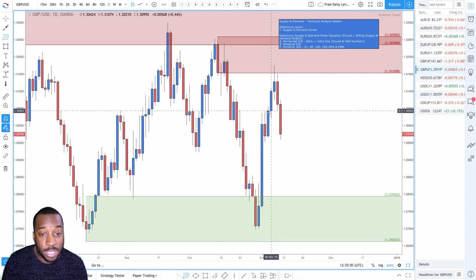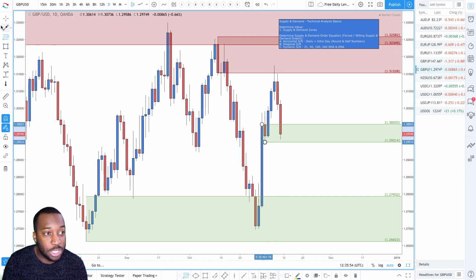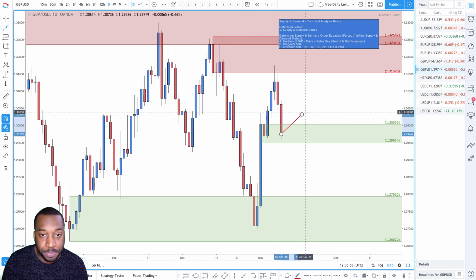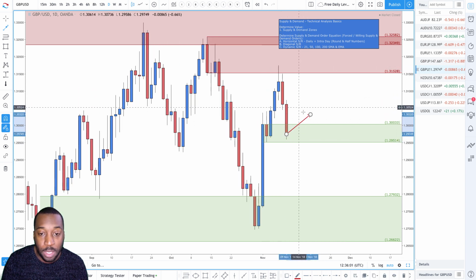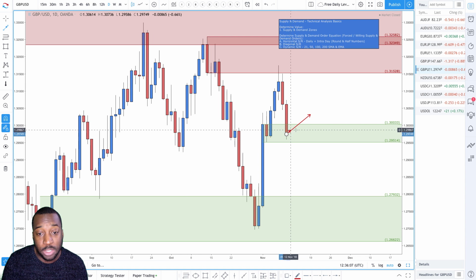So I got in short here, and prices are currently going my way, so I would delete this. But what we have created is a higher low here, so I'm potentially probably going to take some profit here. And if you are looking to be a buyer of the pound, then this is going to be the area.